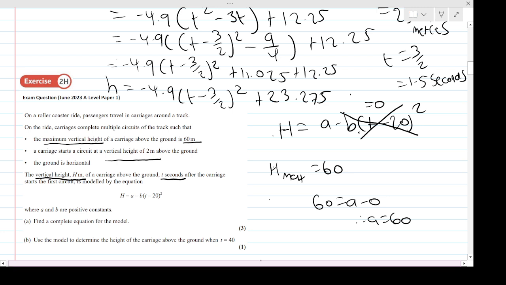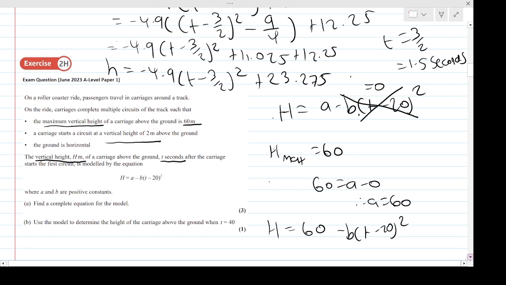And there we are. Then we can update our model because we know what A is. So that's going to be 60 minus B lots of T minus 20 squared. And the maximum height, though it doesn't ask for this, would therefore occur when T is 20, because when the bracket's 0, T has to equal 20. So 20 minus 20 gets us 0. Okay, so that's our new model.